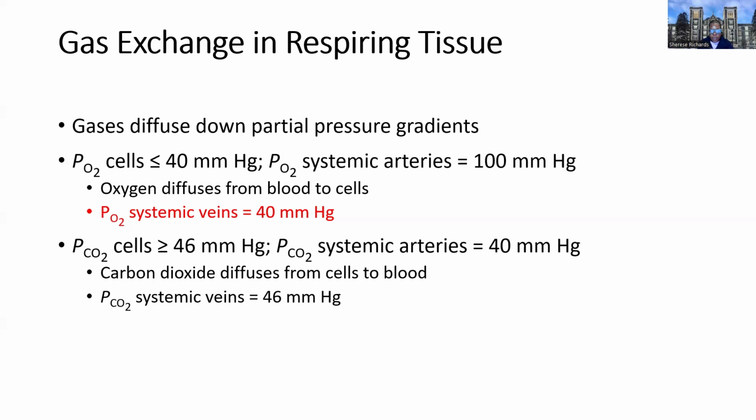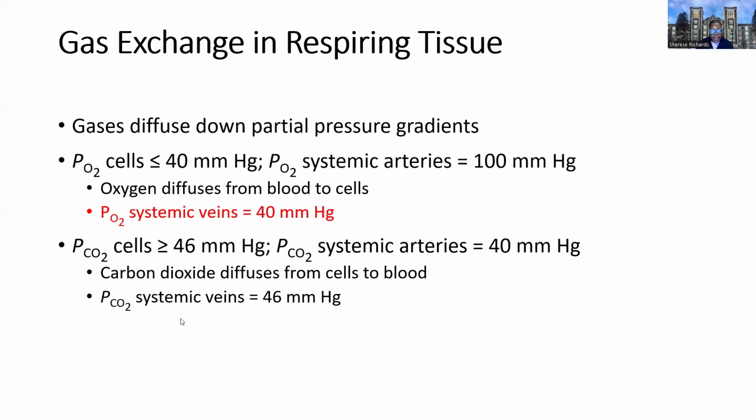So we can already begin to again predict here the diffusion gradient for carbon dioxide is from the cells where it's being dropped off into the systemic arteries. And that is where it can be diffused back into those vessels, and then that can be returned to the heart and then the lungs for reoxygenation. So carbon dioxide diffuses from the cells into the blood. Oxygen diffuses from the blood into the cells.